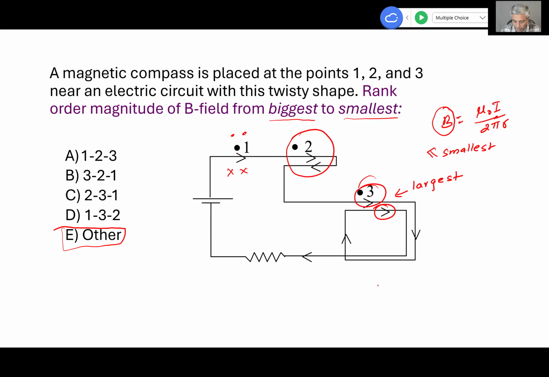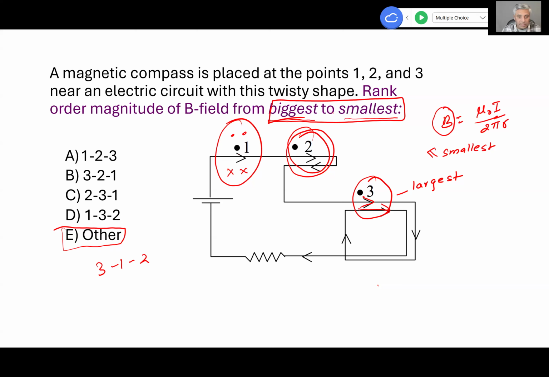But at point 3, what happens? Both of these currents are in the same direction. See, they are flowing in the same direction, both going to the right, which means they're going to add up. That's why it's going to have the largest value. And since they are canceling here, it's going to have the smallest or even 0 value there. And this one has its own in between. So it's going to be 3, 1, and then 2 in terms of biggest to smallest.